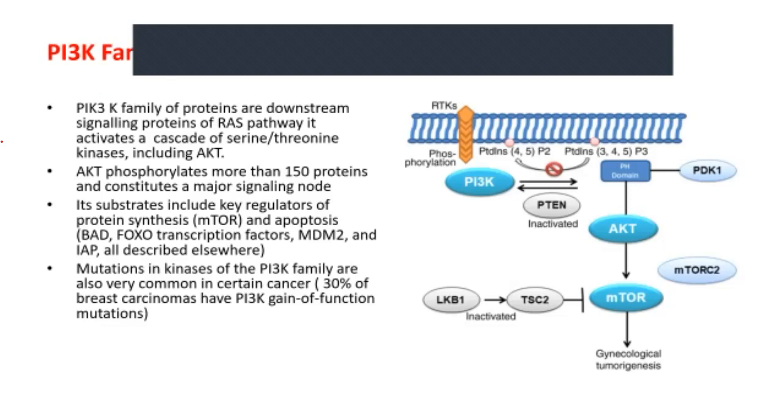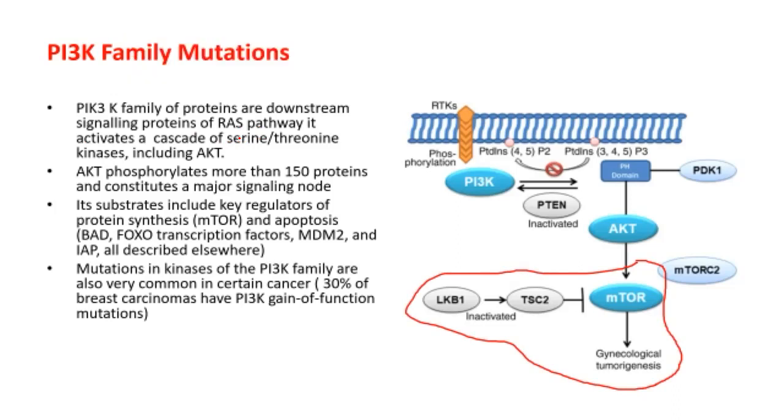The mTOR pathway is a key regulator of protein synthesis and apoptosis. Mutations in kinases in the PIK3 pathway are common in certain cancers, especially breast cancer. When we give endocrine therapy, some people are intrinsically resistant to endocrine therapy due to PIK3 mutations. So there are specific PIK3 inhibitors which are useful to control cell proliferation. They are now indicated in chronic lymphoid leukemia and breast cancer.